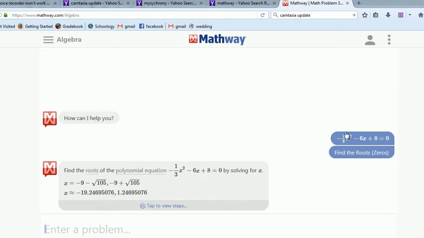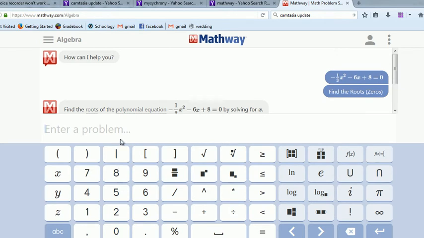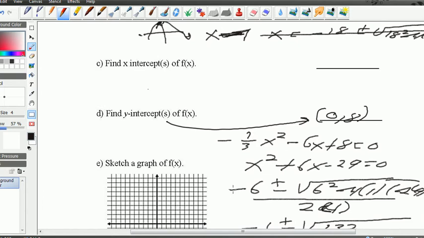Kill that. It gets -9 minus 105. And I think that's what I have, but why do I have a different answer? Multiplied by -3, that should give us x squared plus 18x minus 24. When I multiplied by that 3, I forgot to make this an 18x, because you're multiplying this by 3.